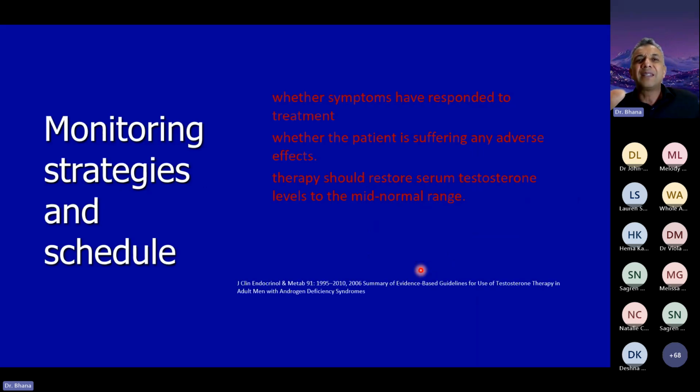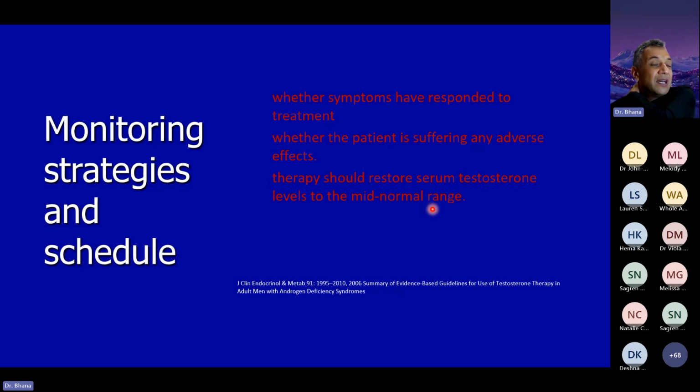Now, why are we doing blood tests? Because you need to make sure that you're getting to where you want to be. So monitoring becomes important. First thing you want to know: did the symptoms improve? Because that's originally why you used it, right? Did the treatment target the symptoms? Does the patient have any side effects to the treatment you've chosen? And then you want to be restoring testosterone levels to mid to normal reference ranges, and then you dose titrate.